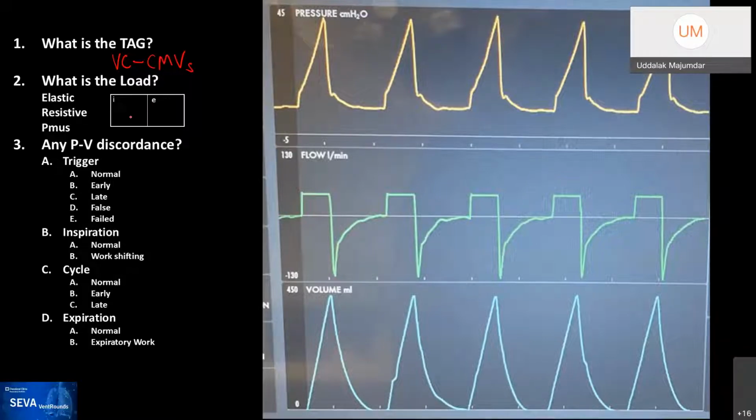Load-wise, looking at the time constant, it seems to be pretty small, and the flow waveform goes back to the baseline. I do not see any PMAS. There is really no patient interaction, so I would say mostly elastic. It is very rare to have inspiratory and expiratory different loads, so both inspiration and expiration would be elastic.